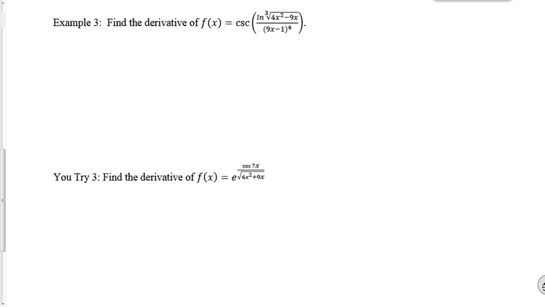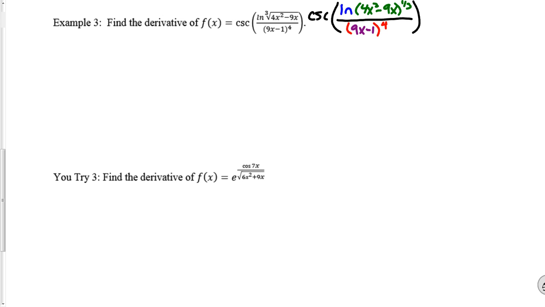So I don't really have enough colors to sort of rewrite all of this, so I have cosecant of, on the top, the very outside is natural log, and the inside I'm going to rewrite, because I'm probably going to use log rules to deal with this. It's the natural log of 4x squared minus 9x, and that whole thing is raised to the 1/3. And then the denominator I have is 9x minus 1 is my inside, and it's raised to the 4th power.